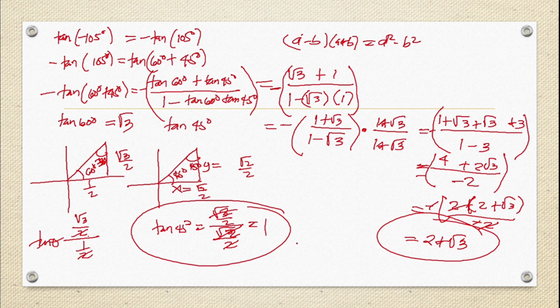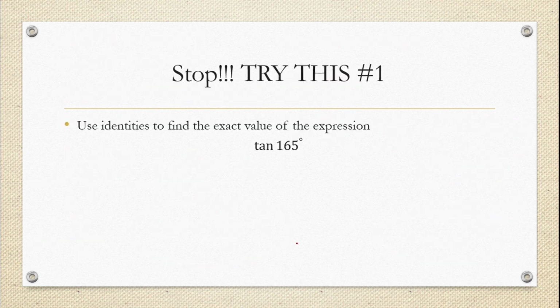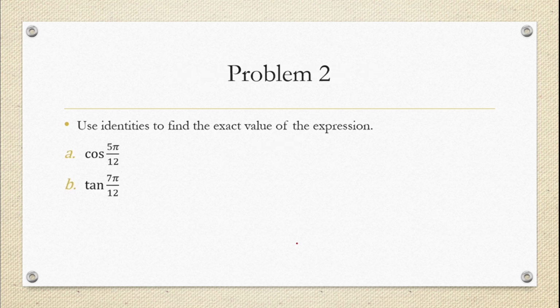Problem number 1, and that is letter B. So try this example for this part. Use identities to find the exact value of the expression tangent 165 degrees. So try this one at home and don't forget to comment your answer. Okay, problem number 2. Use identities to find the exact value of the expression cosine 5 pi over 12 and tangent 7 pi over 12.